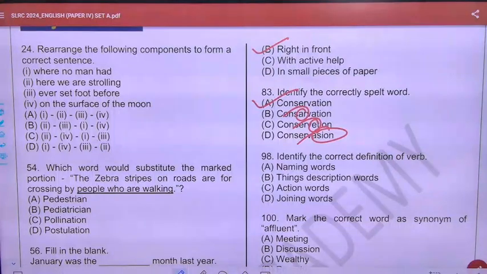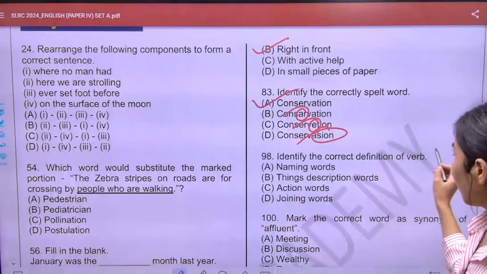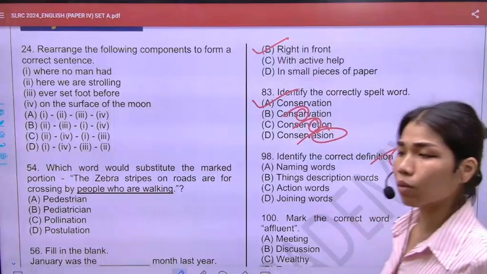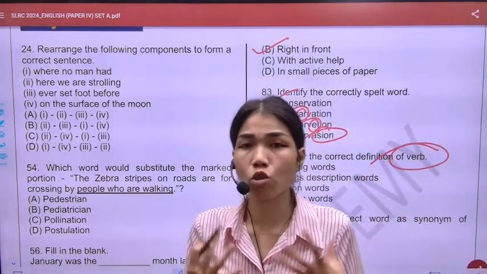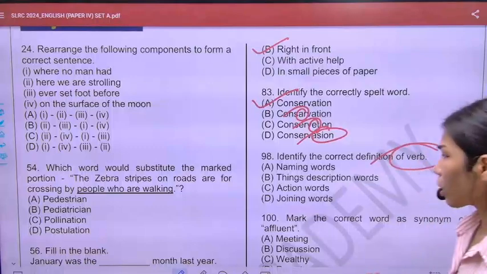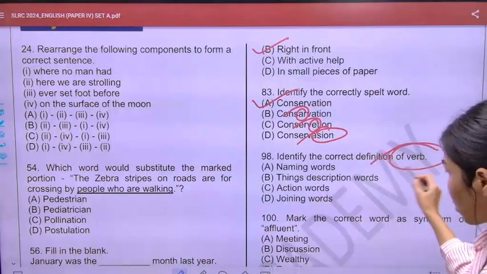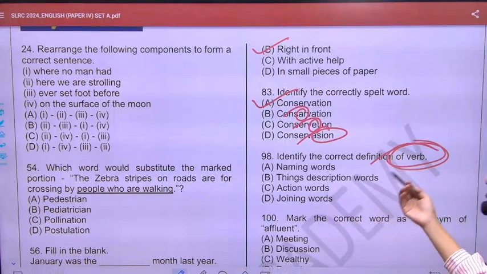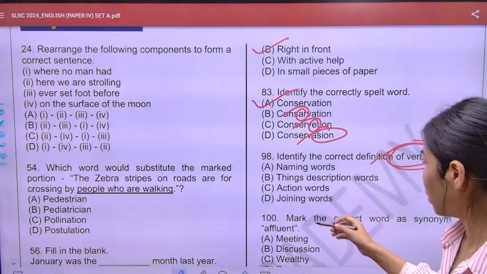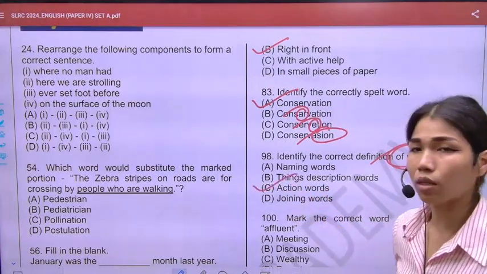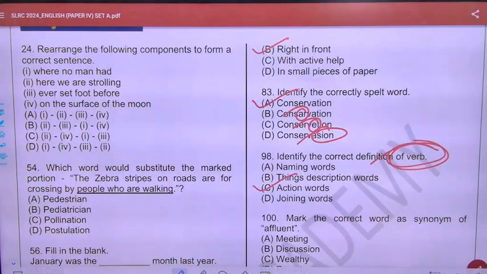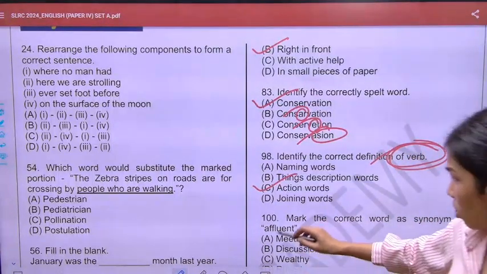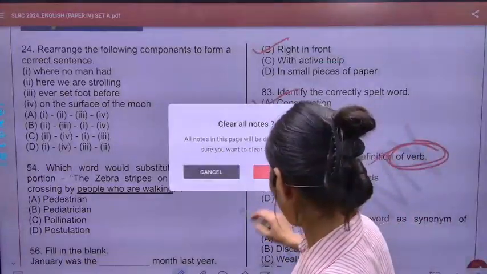Let's see the next question, 98. Identify the correct definition of verb. So we know what a verb is. Verb is something we have learnt in our class, which shows action. So which of these means action? Naming word is not action. Description words are not a verb. Action words, yes, definitely. So this would be your answer for question number 98, option number C. Let's move to the next question.